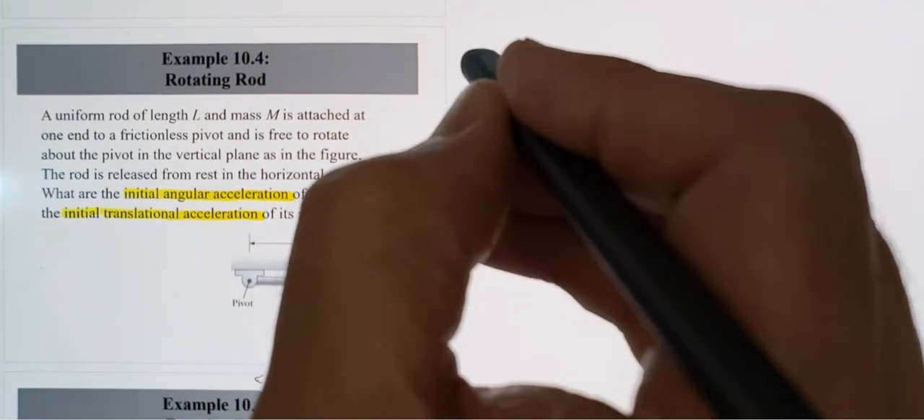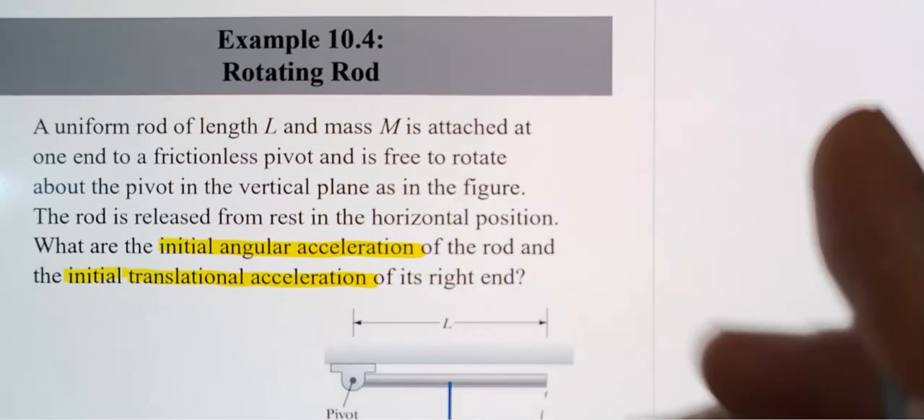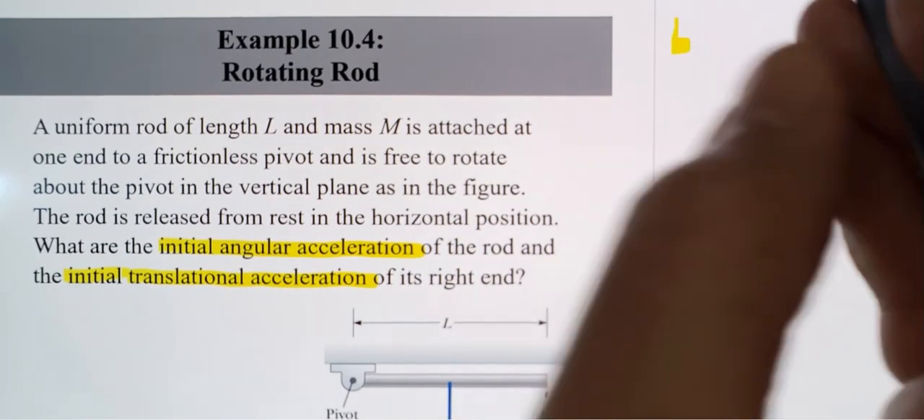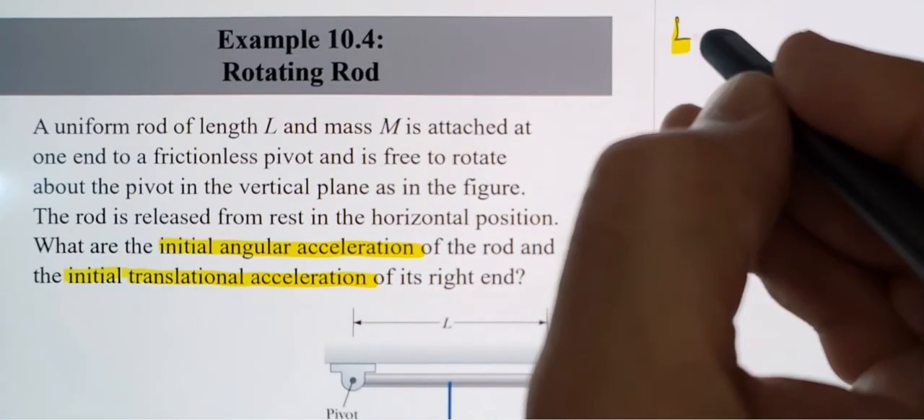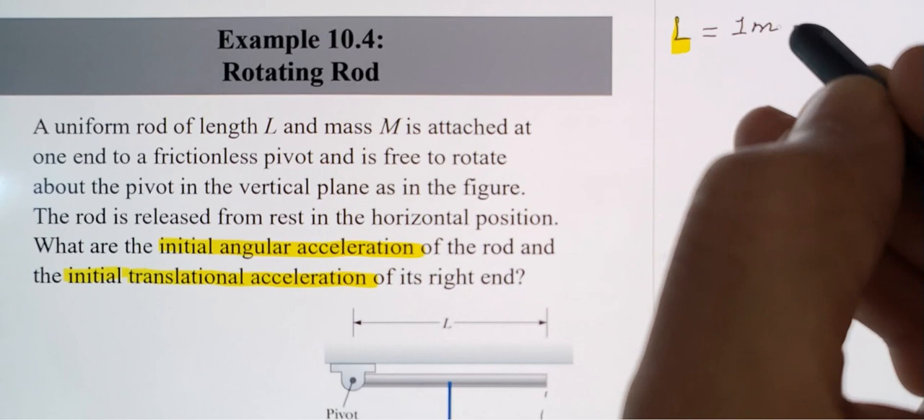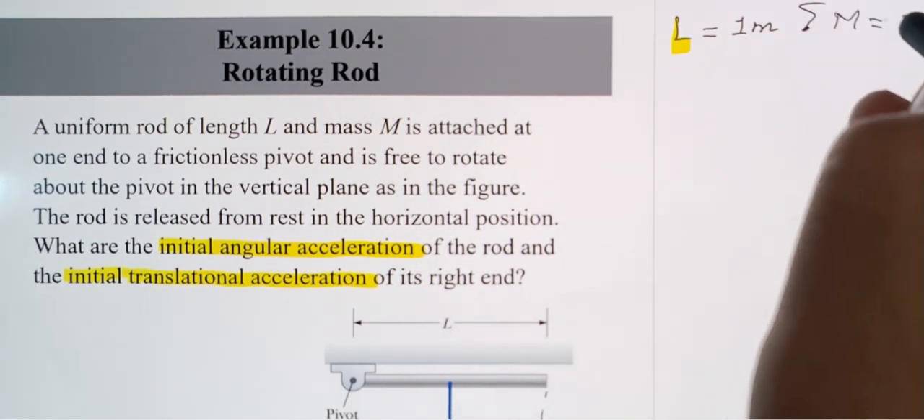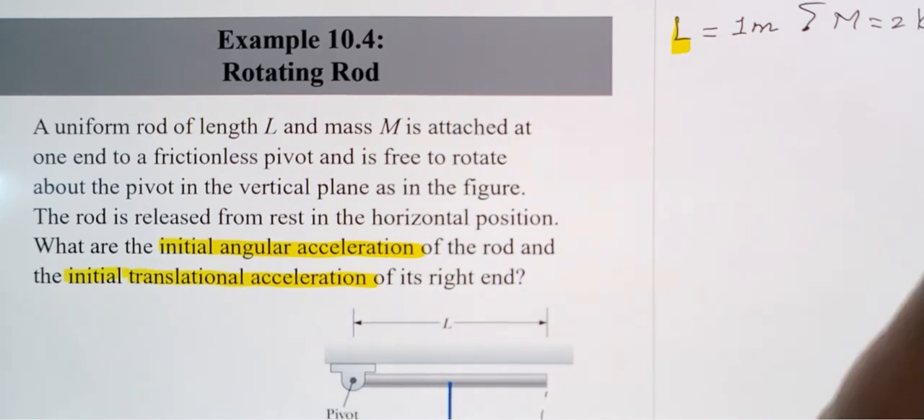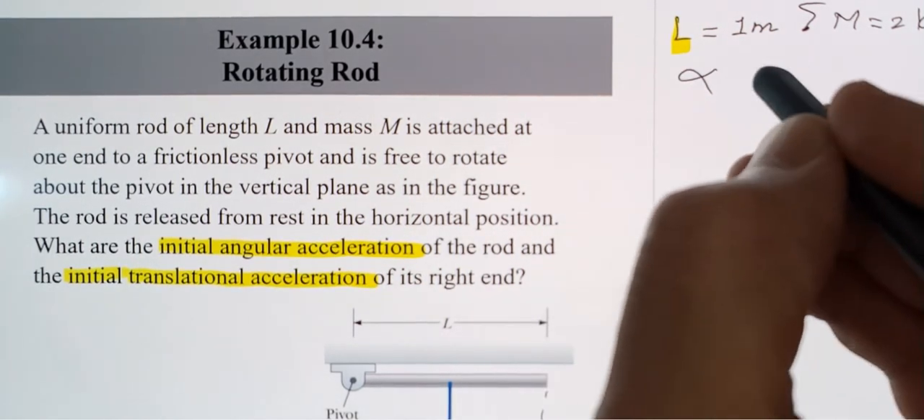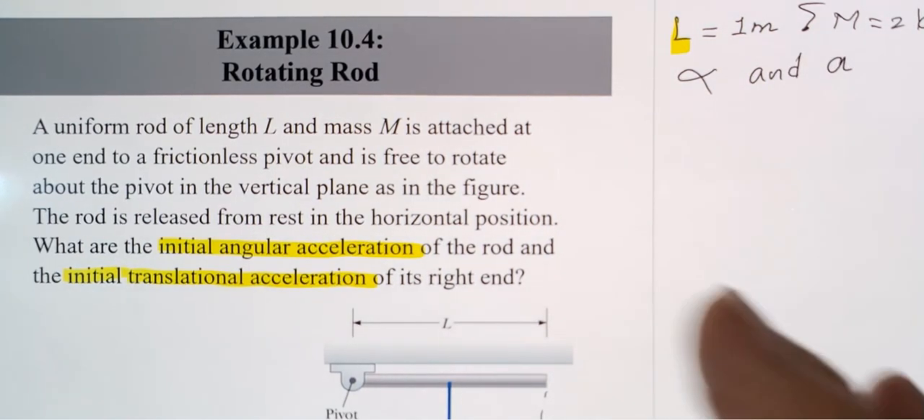So here let's assume in this problem L to be 1 meter, and let's assume the mass of the rod is 2 kilograms, and he needs alpha and the tangential acceleration.